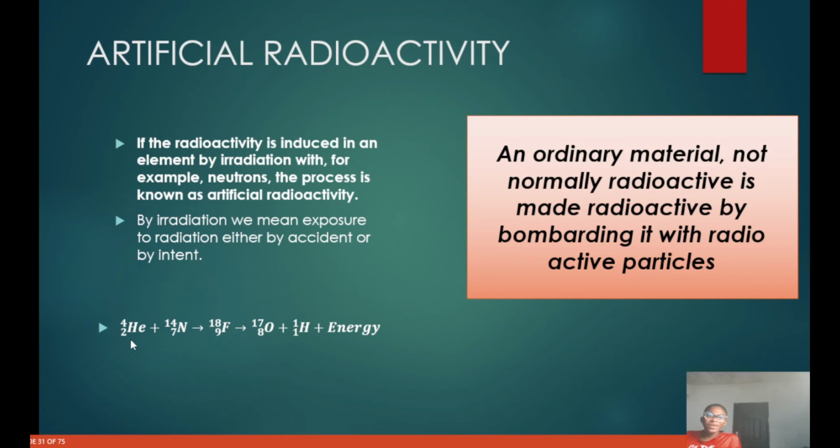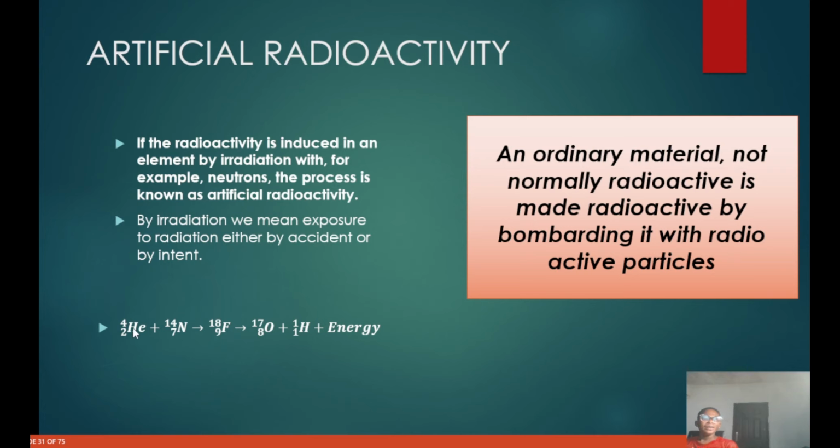An ordinary material, not normally radioactive, is made radioactive by bombarding it with radioactive particles. Look at this now. We bombarded nitrogen with an alpha particle. And what did it do? Look at it now. It became fluorine-18. Are we clear with that now? And that is what we are trying to say. And look at it, it emitted hydrogen and an isotope of oxygen plus energy. And this part is called artificial radioactivity.